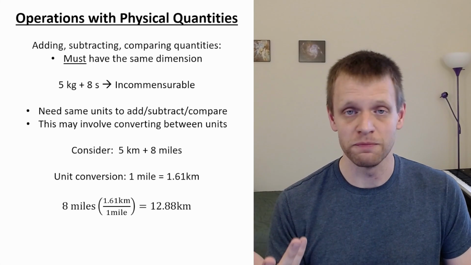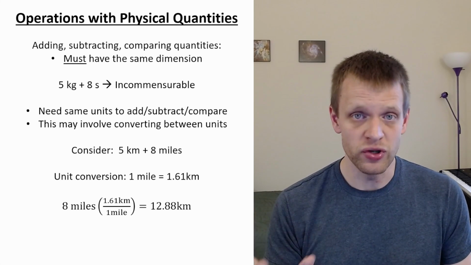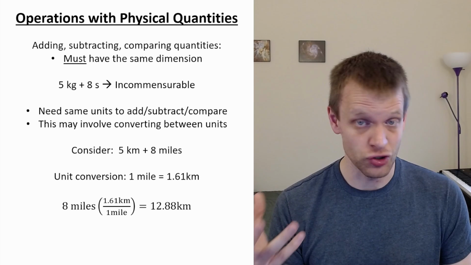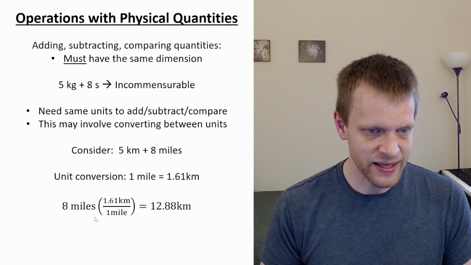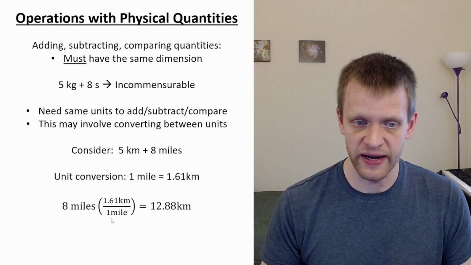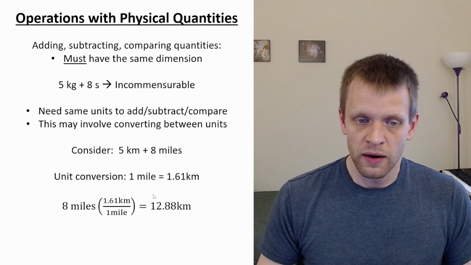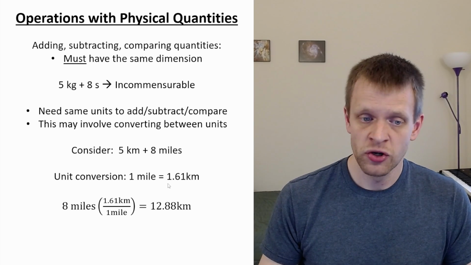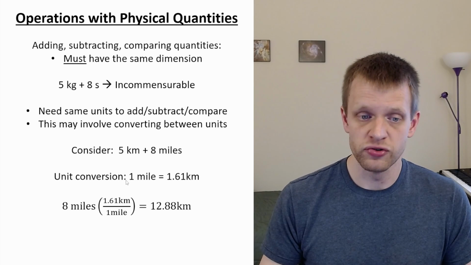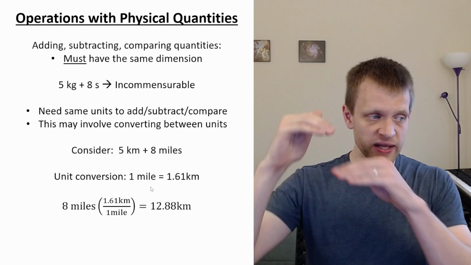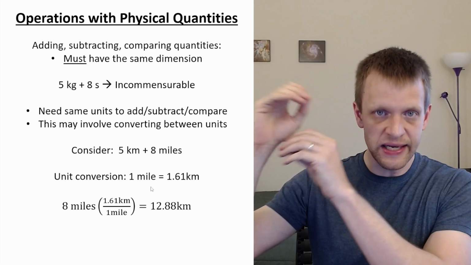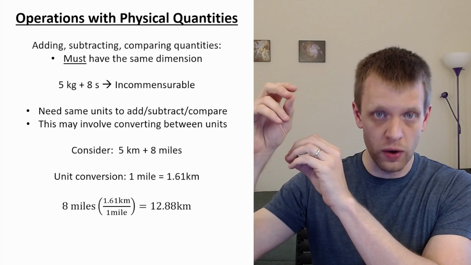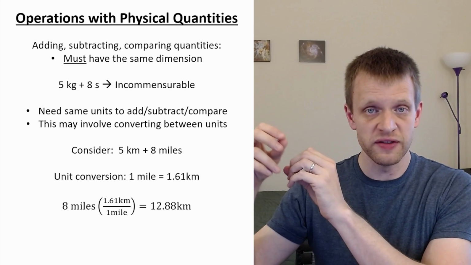If you have a preferred method of how to do a unit conversion, that's great as long as it's a reliable method. I like putting in these conversion factors where I'm using either 1 mile over 1.61 kilometers or 1.61 kilometers over 1 mile. And the goal is I want to cancel out the units that I don't want and replace them with the units that I do want.